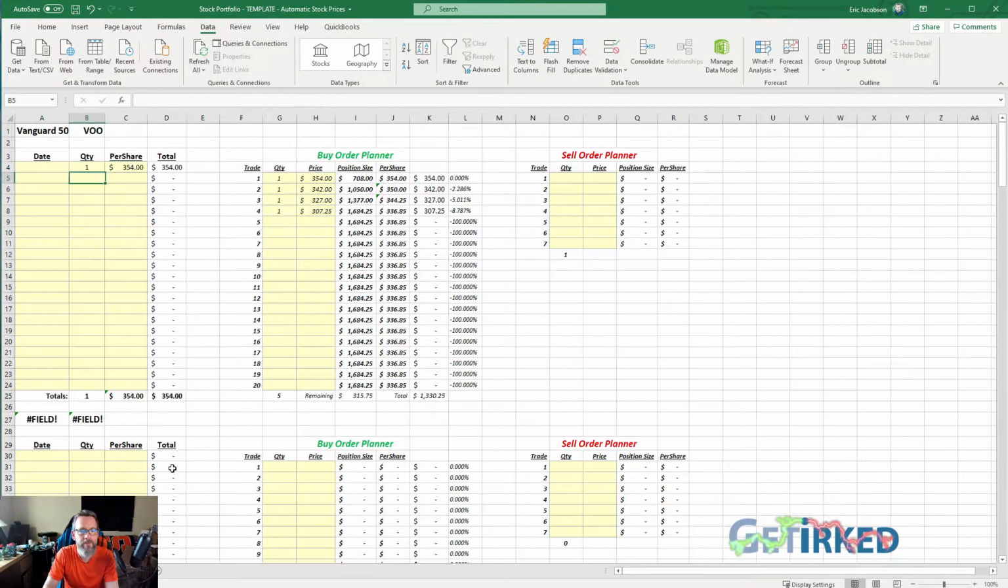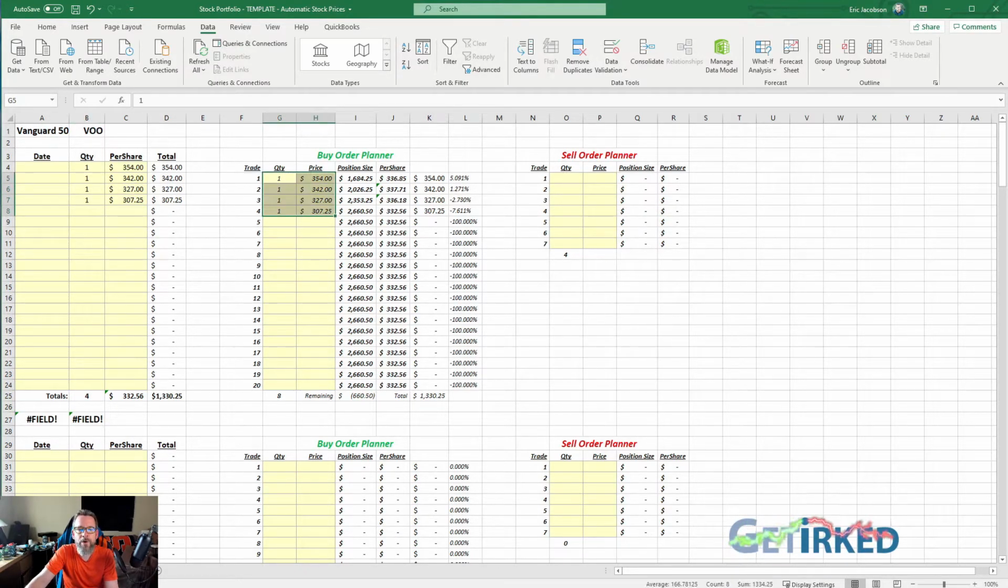So we've got 354, we've got 342, 327, and $307.25. So now you can see over here, we've got the total amount that we had in. We have the per share cost of $332.56, but you can see now that our buy order planner has been affected by the orders we're putting in. This allows you to continually use the buy order planner even after you've been putting in orders in your assets.